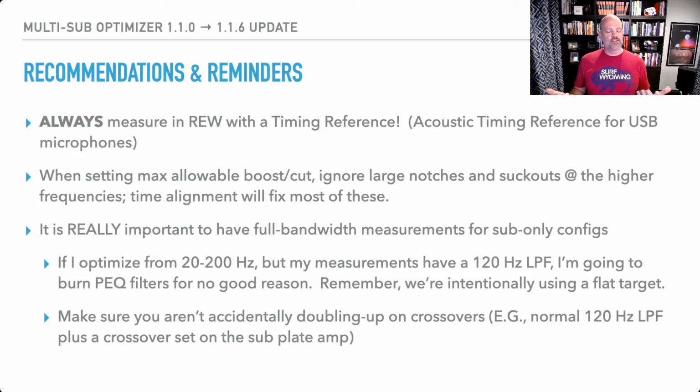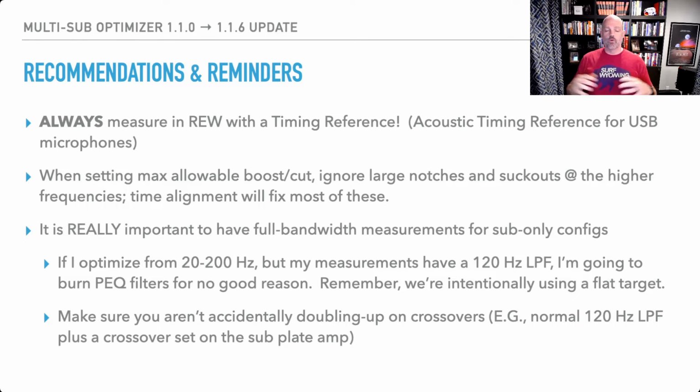This one is one that I hadn't talked about yet, but it's come up pretty recently, and it does somewhat relate to setting a target level. It's really important to have full bandwidth measurements, even for sub-only configs. What we mean by full bandwidth measurements is from 10 to 300 hertz, not taken on the LFE channel where the LPF is set at 120. I think Denon Marantz has a customizable low pass filter. Crank that puppy up. I think it goes up to 250 hertz.